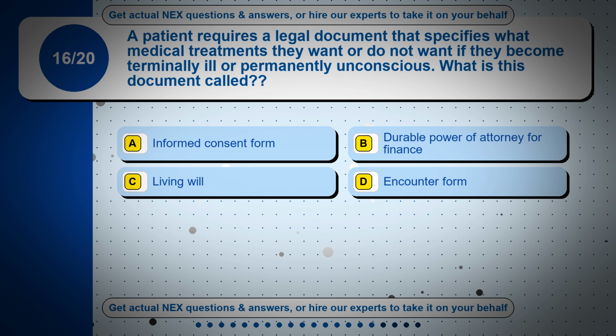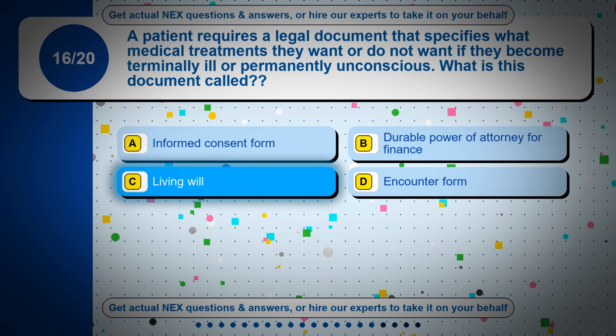Question 16. A patient requires a legal document that specifies what medical treatments they want or do not want if they become terminally ill or permanently unconscious. What is this document called? Option A, Informed Consent Form. Option B, Durable Power of Attorney for Finance. Option C, Living Will. Option D, Encounter Form. The correct answer is option C.